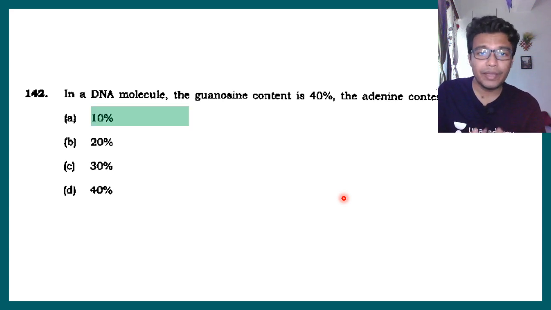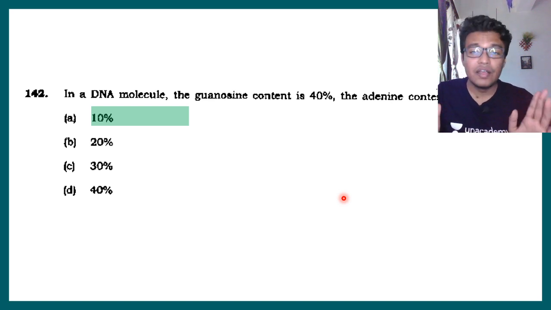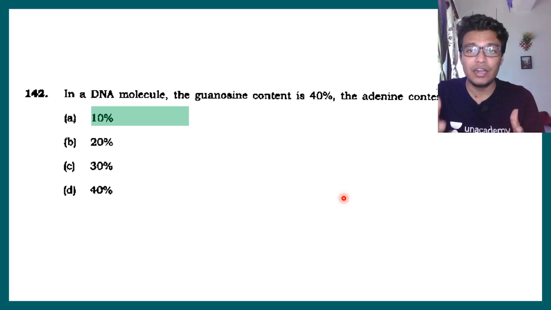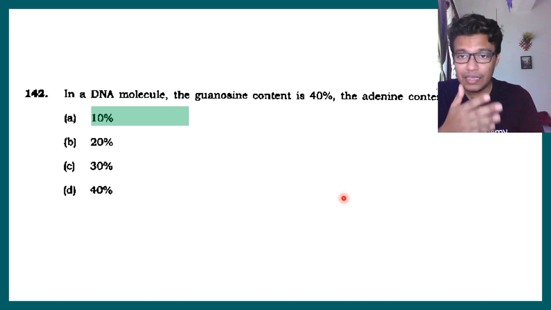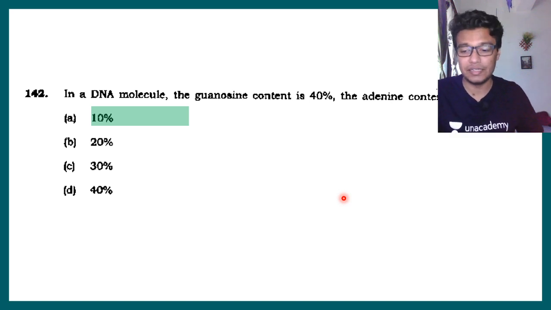How? Okay, so guanosine, G, right? G is 40%. So obviously cytosine will have to be 40% because G pairs with C. So 40 plus 40, 80% is done. Now the total content of adenine and thymine would be in total 20%. Now since the adenine number is equal to the thymine number, there would be equal amounts of A and T. So you have to divide 20% by 2, and that is 10%.